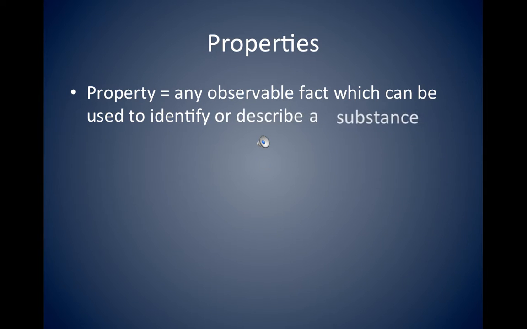And so you start off by knowing the definition of property. Any observable fact which can be used to identify or describe a substance. So we're going to use our senses. We may look at something. We may touch it, we may smell it, we may taste it. We've got to be careful of those two. And perhaps even hear it.